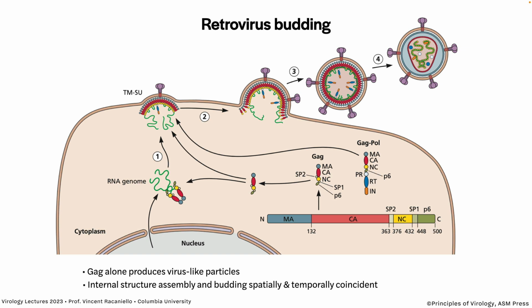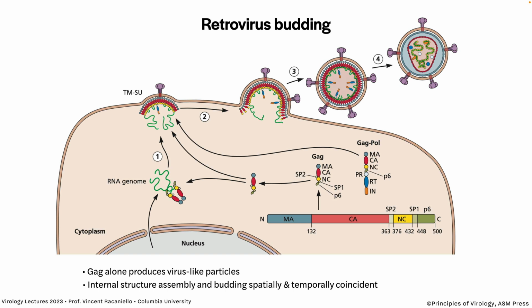So there's the GAG, and there it is above it. It's got matrix, it's got capsid, it's got nucleocapsid. They're all still joined together. They're not cleaved yet. And GAG-Pol has GAG plus RT and integrase. It's also a polyprotein precursor. So sometimes the ribosome stops at GAG, sometimes it goes and makes RT and integrase.